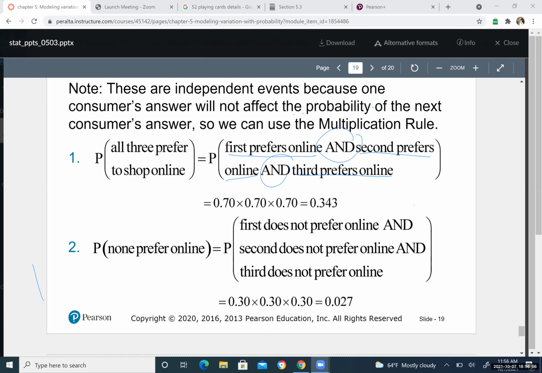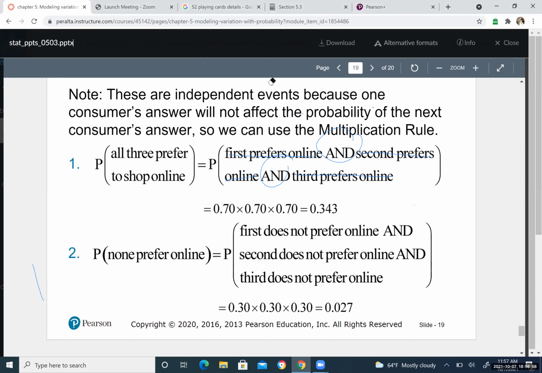Question number 2. They asked for the probability that none prefer to shop online. So here they're talking about 3 consumers again. Select 3 randomly. If none of them likes to shop online, what happens? Again, they are independent. The first one does not like to shop online, and the second one does not prefer online, and the third does not prefer online. Again, you multiply them all together.